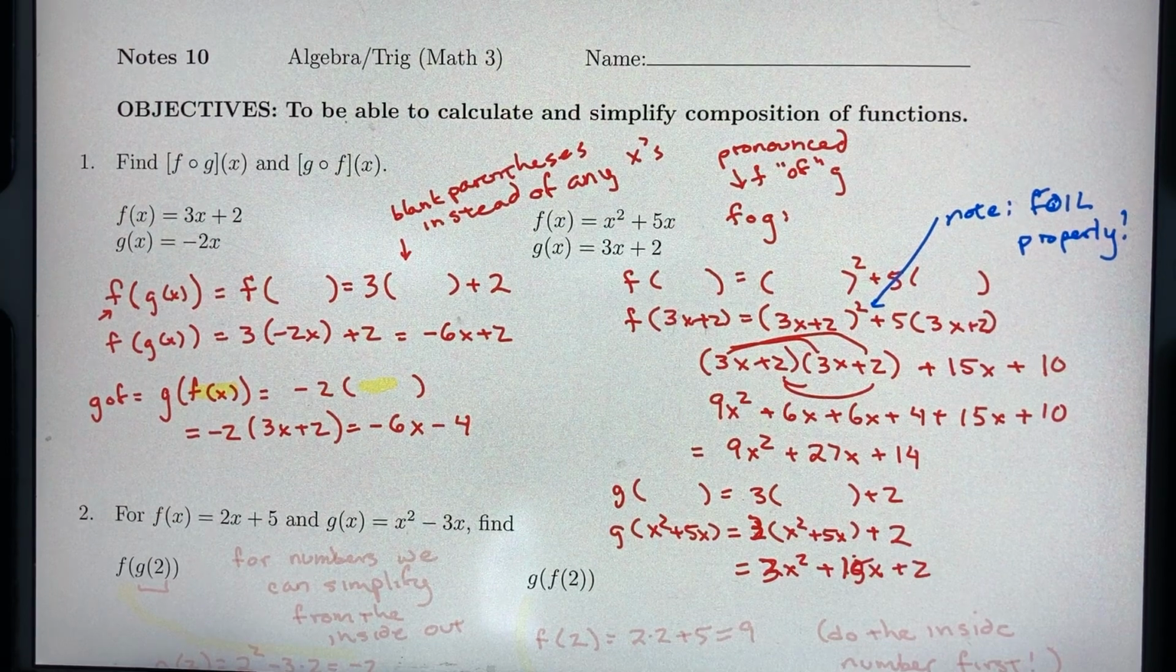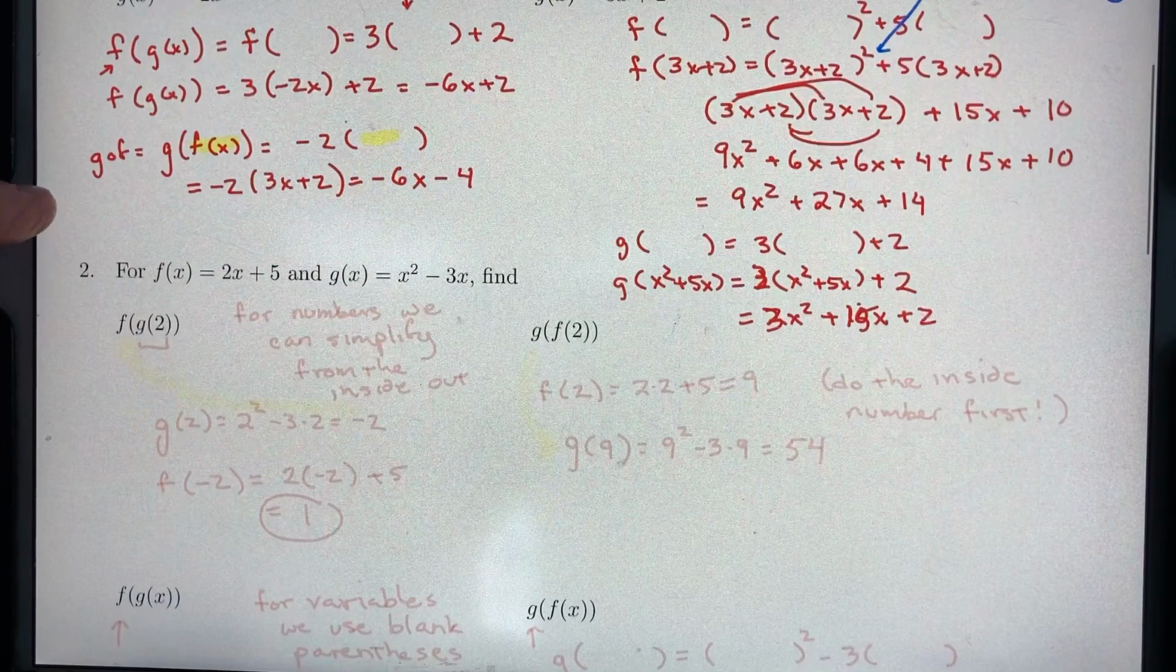This time there's no foiling, because it's only x that's getting squared, and none of the terms combine, so that's basically done now.